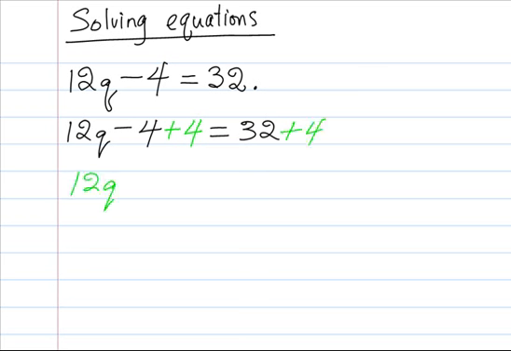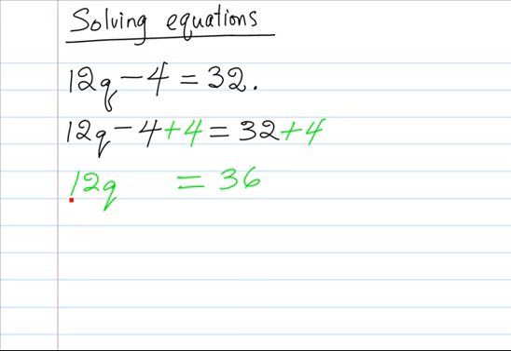Now you're left with 12q. 0 is 0, you don't have to write it, but I'll leave it out there. And 32 plus 4 is going to give you a nice 36, and you're left with 12q is equal to 36. Now 12q actually means 12 times q. Alright, 12 times q. So you need to get rid of the 12 really. You need to find q.